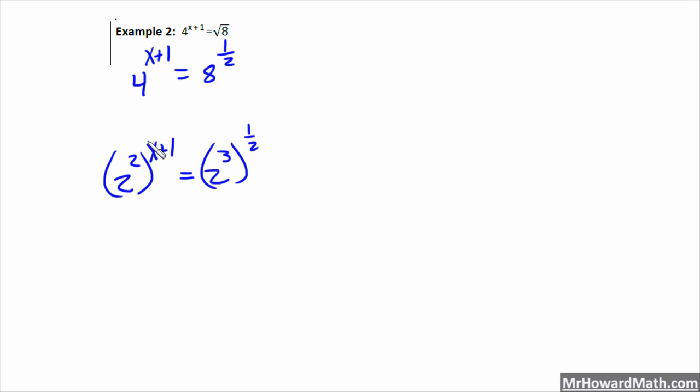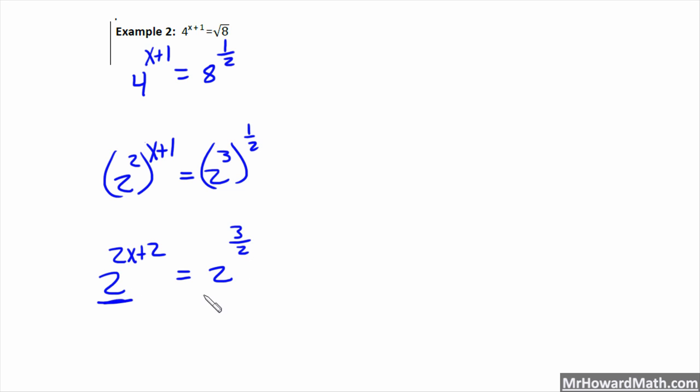So now we have outside to inside, so we're multiplying. So 2 times the quantity x plus 1. Remember, we have to multiply the 2 times the x and the 2 times the 1. So we get 2 raised to the power of 2x plus 2. Okay, 2 times x, 2x, 2 times 1, 2. So that's where this comes from. Equals 3 times 1/2, because it's outside to inside again, so we multiply. 3 times 1/2 is 3/2. So 2 to the 3/2 power.